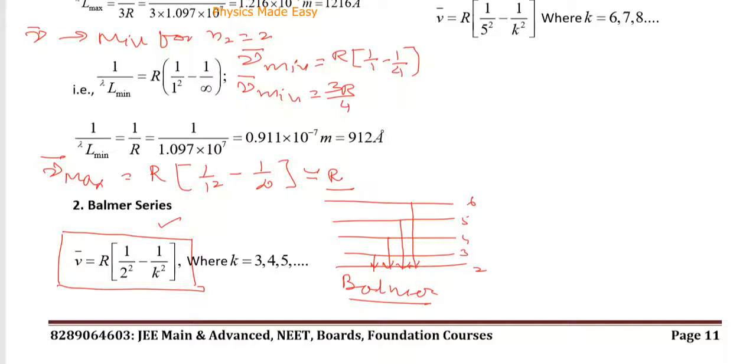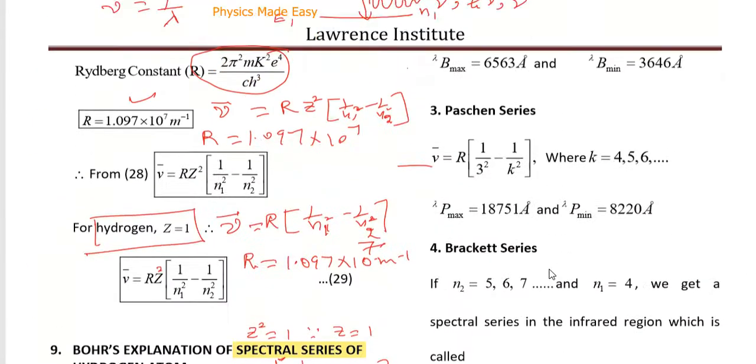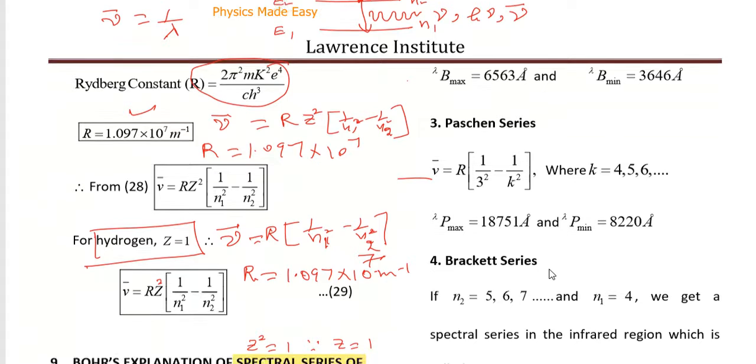Now we shall be calculating the value of the wave number for this. For the minimum wave number, he has given us the range. Very good. For the Balmer series, he has given us the range of wavelength, which varies from 3,646 angstroms to 6,563 angstroms. So it varies between these two values.